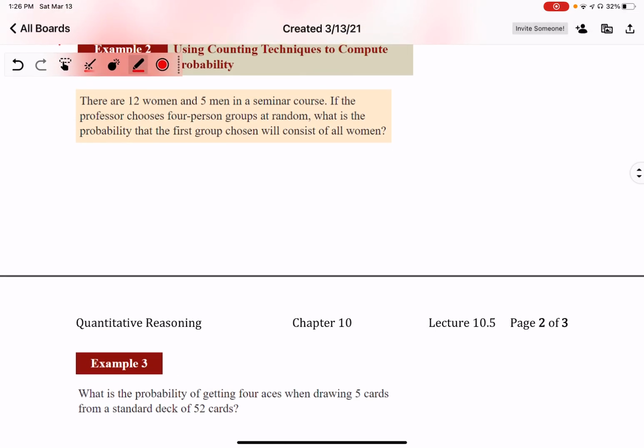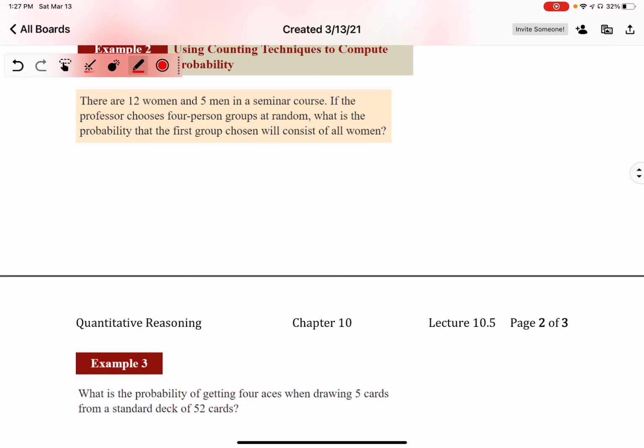There are 12 women and 5 men in the seminar course. If the professor chooses four-person groups at random, what is the probability that the first group chosen will consist of all women? Okay, all right. Well, let's work it out.